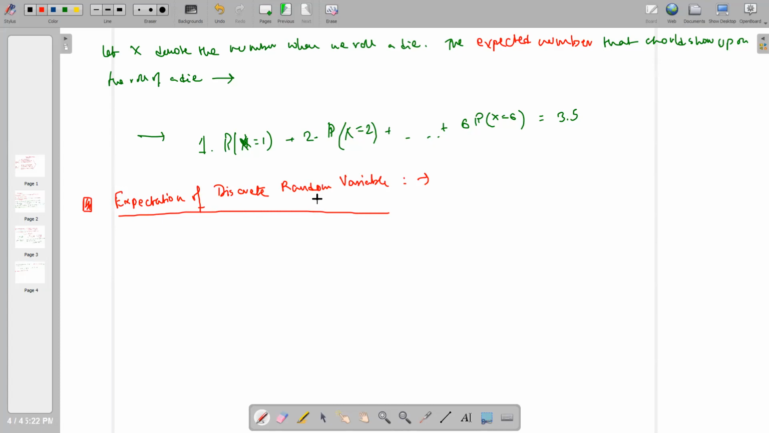Could you repeat once? Sigma i into p of x equal to i, where i runs for all the values in the sample space. Right. So I'll write the definition that you're saying, and I'll write this one. Just notice there's a subtle difference. So we define expectation of x as summation. This is fine.